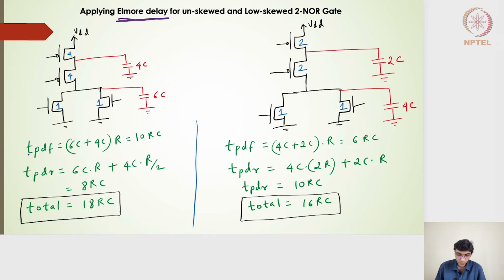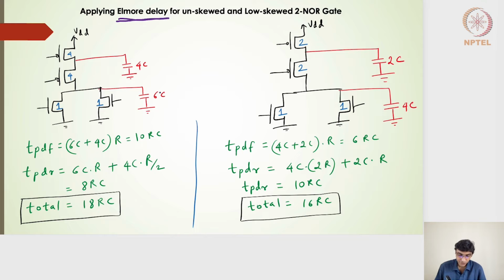The propagation delay falling will be nothing but 6C capacitance in this particular node, and it is a falling output. So one of them should be on. So it will see a switching resistance of R. So 6C into R, and then this 4C is also there, but the shared resistance turns out to be the R value. So it will be 6C plus 4C into R, turns out to be 10RC.